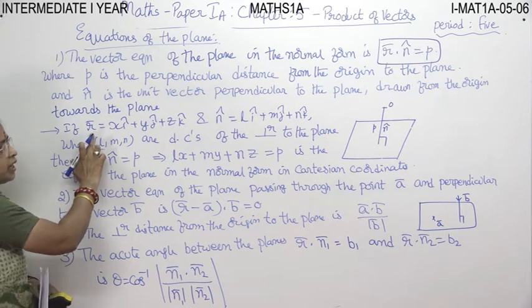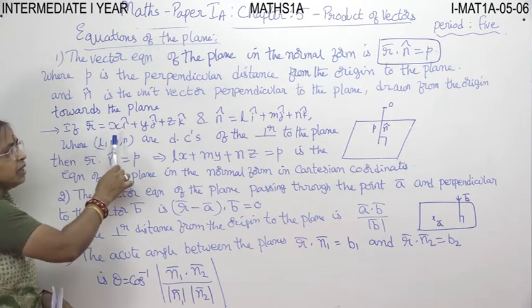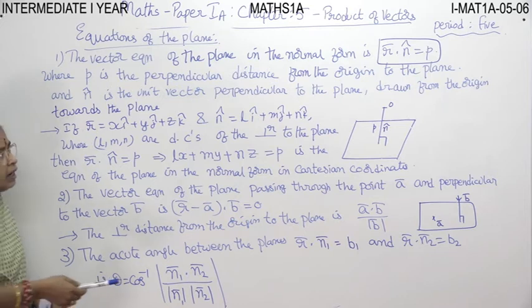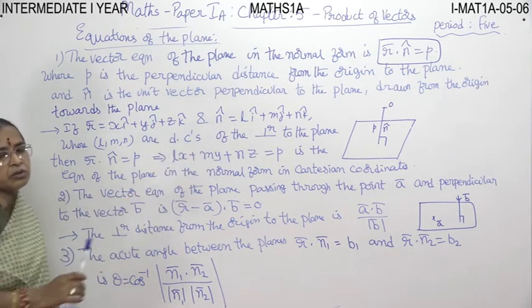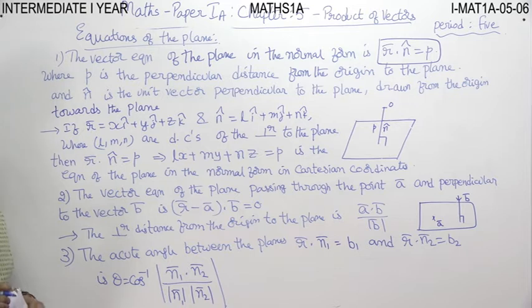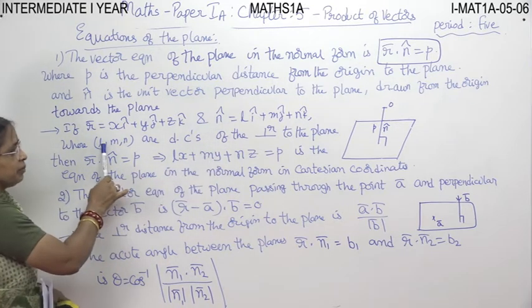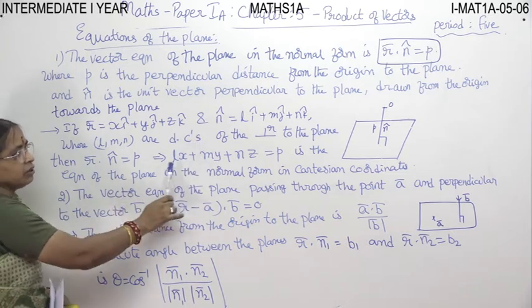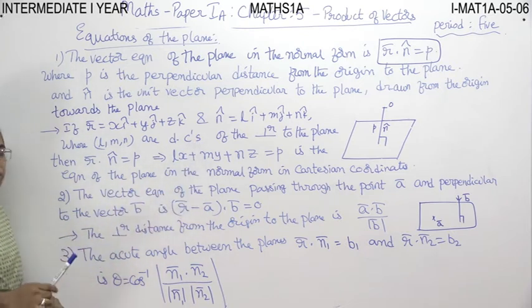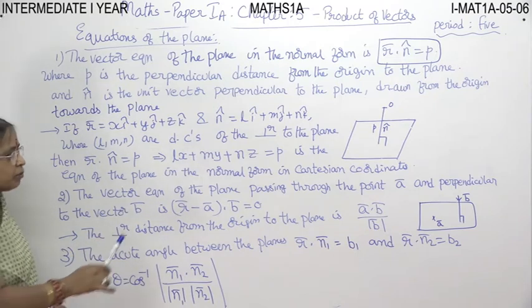Okay, now if you take r as the variable vector in terms of Cartesian coordinates, xi plus yj plus zk, and then if you take the direction cosines, you learn about all these direction cosines in 3-dimensional coordinate geometry in 1B paper, direction cosines of the perpendicular. Then you will get the equation in this form. So there also you will learn about this equation of plane in the normal form.